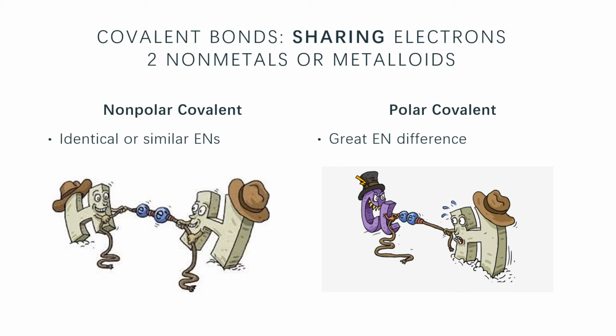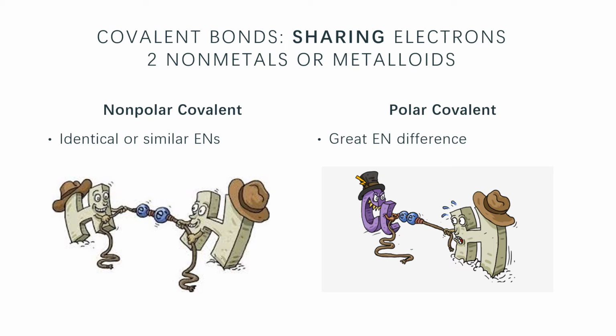Not all sharing is equal between the bond, and it has to do with the difference in electronegativities. Electrons are more attracted to atoms with higher electronegativities. So if there is a greater electronegative difference, this causes a shift in the electrons, causing one side to be more negative than the other. This is known as a polar covalent bond, which is just a covalent bond in which two atoms have different electronegativities, causing a separation of charges.